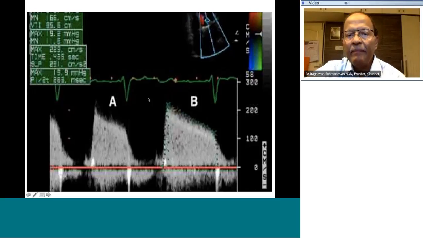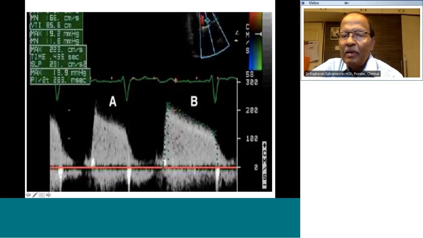Now, pressure half time is the time taken for the pressure gradient to drop to half its initial value. You can see that the velocity here is maximum and it drops during diastole. So the time taken for this pressure gradient to drop from this value to half of its initial value is called the pressure half time. Please note that it refers to the pressure gradient and not to the peak velocity. It's not the peak velocity and the time taken for it to fall to half of the velocity. It is the pressure gradient at the peak and the time taken to fall to half of its value.